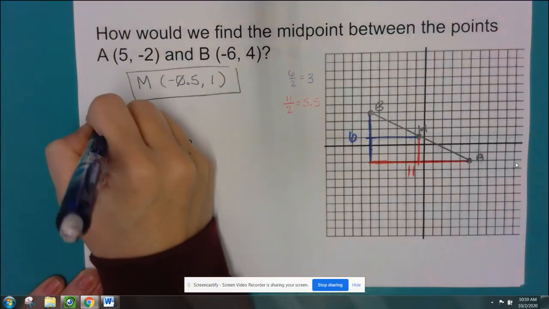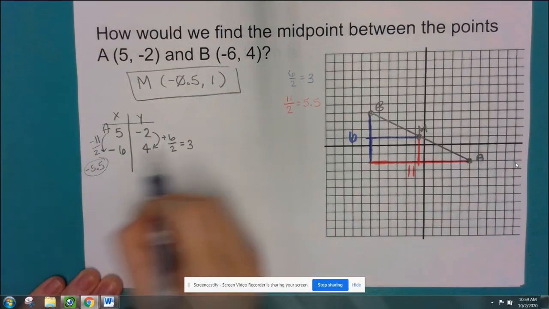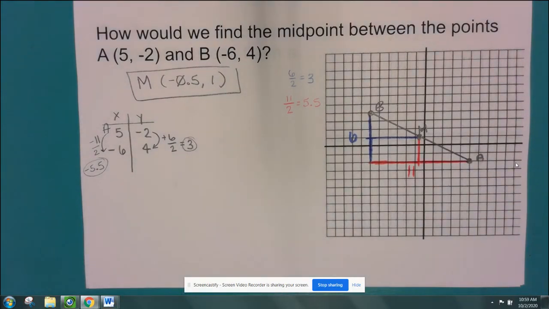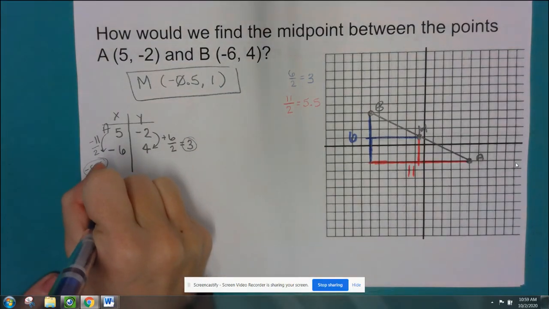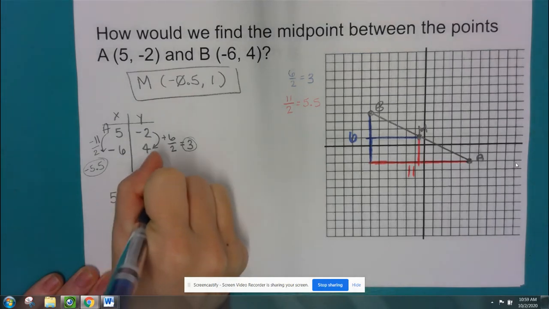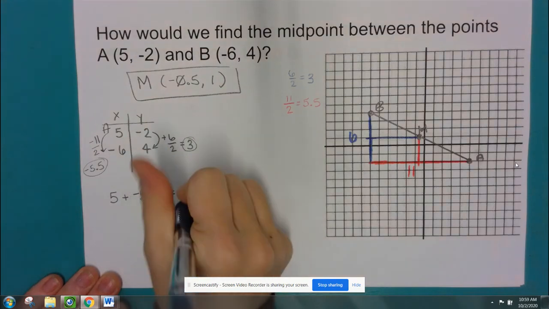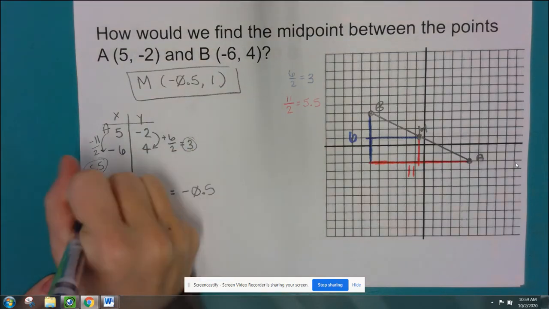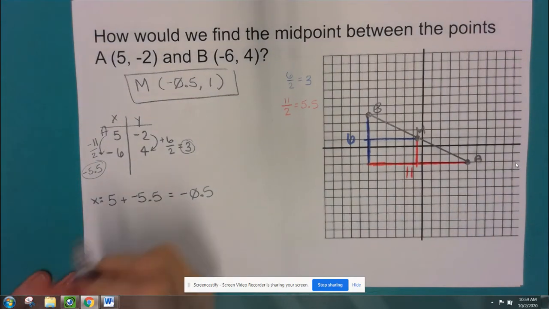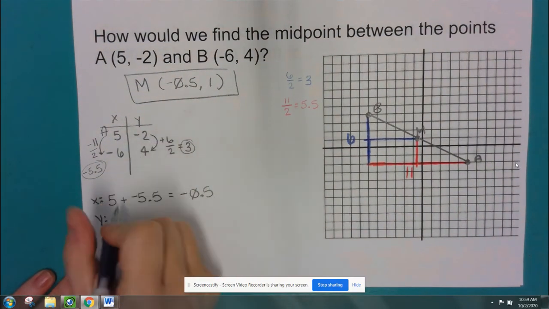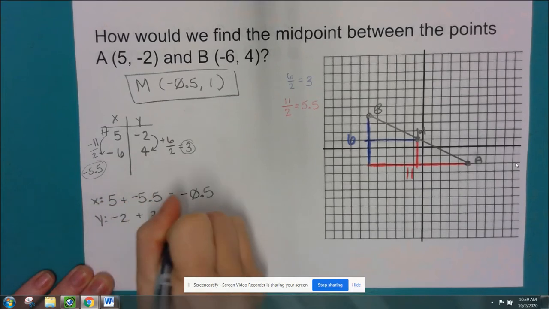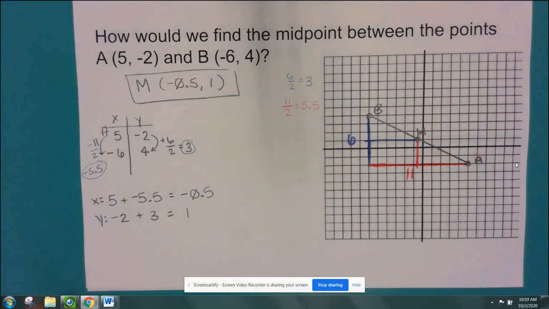Now, since I started with point A, these values are going to be added to point A. So for my x value, I'm going to add that -5.5 to it, which would give me an x value of -0.5. So this is for x. And for y, I'm going to do that with -2, and I'm going to add the 3 to it, which is going to give me 1. And oh my Lanta, guess what? That's the same midpoint we found doing it on the graph.